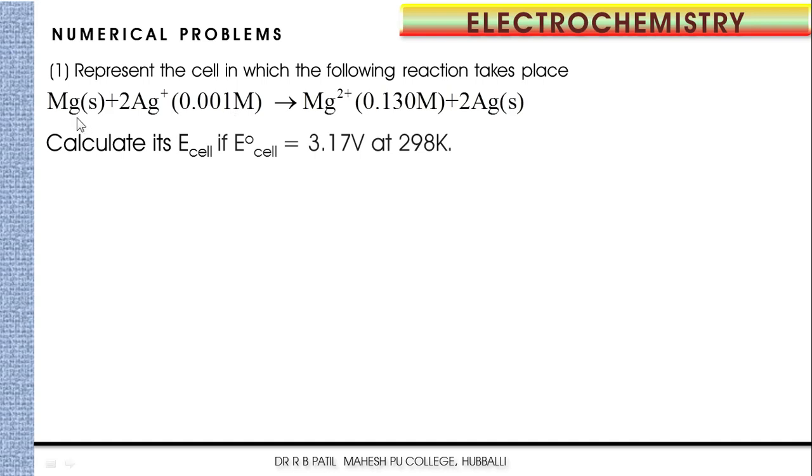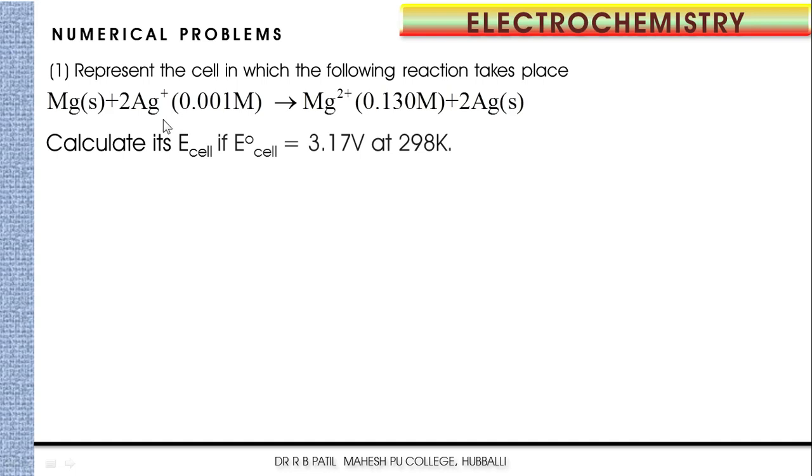Students, here you can see in this chemical reaction, magnesium solid is converted to magnesium ion. Mg is converted to Mg2 plus. How? By losing 2 electrons. So automatically magnesium undergoes oxidation. One Ag plus gains 1 electron, another Ag plus gains another electron, and 2 Ag plus by gaining 2 electrons is converted to 2 Ag. Automatically I can say Ag plus undergoes reduction.